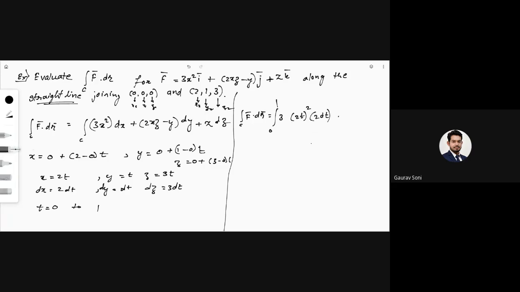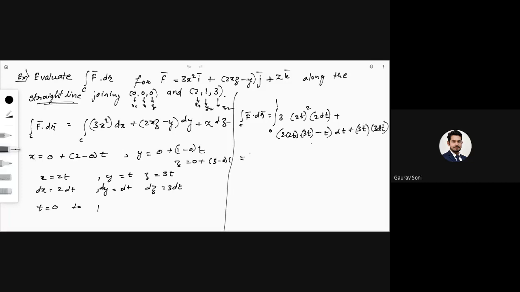Look at the calculations very carefully. Plus 2 times 2t, 3t minus t. What is dy? dy is dt plus z, which is 3t. dz is equal to 3 times dt.